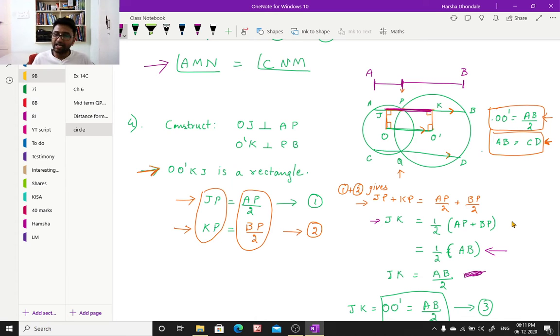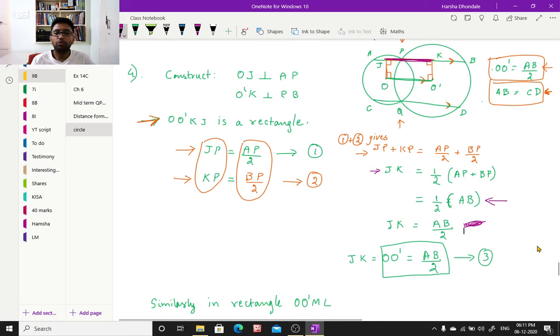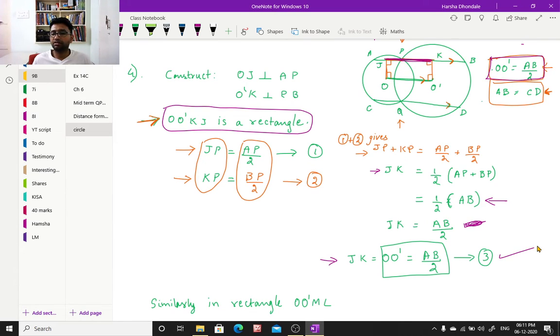And what is JK? JK is equal to OO dash. Why is JK equal to OO dash? Because OO dash KJ is a rectangle. Therefore, JK is equal to OO dash, and OO dash is equal to AB by 2. I'm calling this result 3, and this is what we are supposed to prove here. So we are done with the first part.